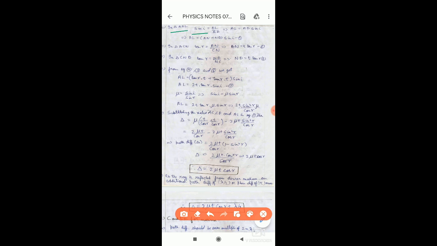As the ray is reflected from a denser medium, an additional path difference of lambda by 2, or phase difference of pi, occurs. You know that for rays reflected from a denser medium, there is a path difference of lambda by 2 and a phase difference of pi.